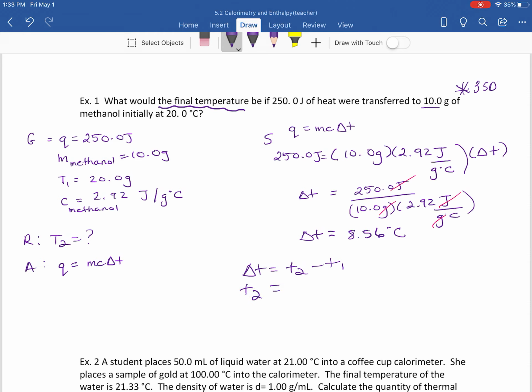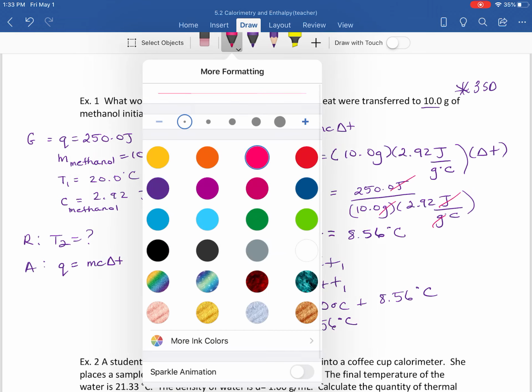So if I know that's my delta T, and delta T equals T2 minus T1, then T2 equals delta T plus T1. Do you see what I did there? T2 equals 20 degrees Celsius. Oh, and I don't have you people to correct me. Look at what I did there. That's better. Okay, 20 degrees Celsius plus 8.56 degrees Celsius. My T2 is equal to 28.56 degrees Celsius. Yahoo! Let's go to 3 sig digs.